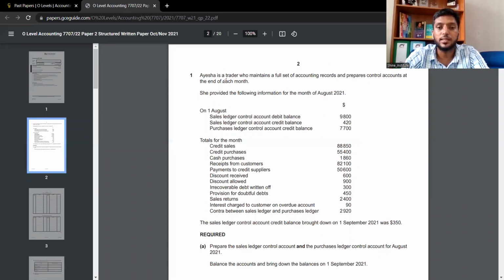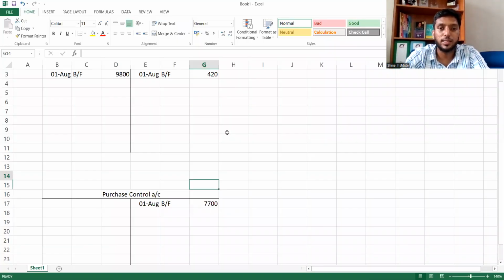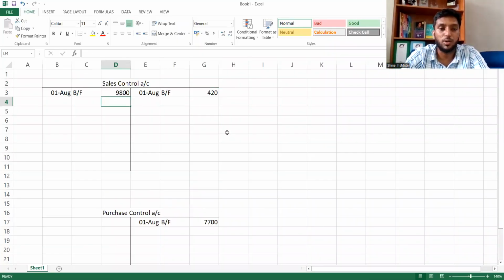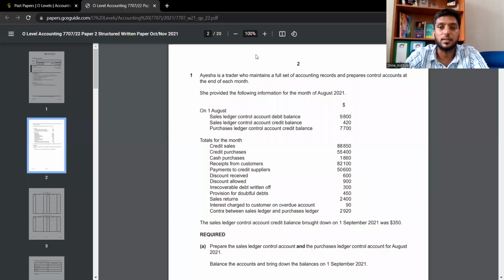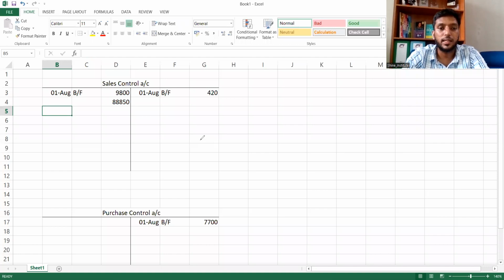88,850. So credit sales is sales, sales account credit, debtors account debit. So this is a debtors account, which I'm meaning sales control account. So I'll take credit sales on the debit side of the debtors account, which is 88,850. So I'm going to record here 88,850, and then here I'll record it as sales. I'll write the date at last because the same date is going to come for every adjustment which we are going to do. Then we move on to the next part.